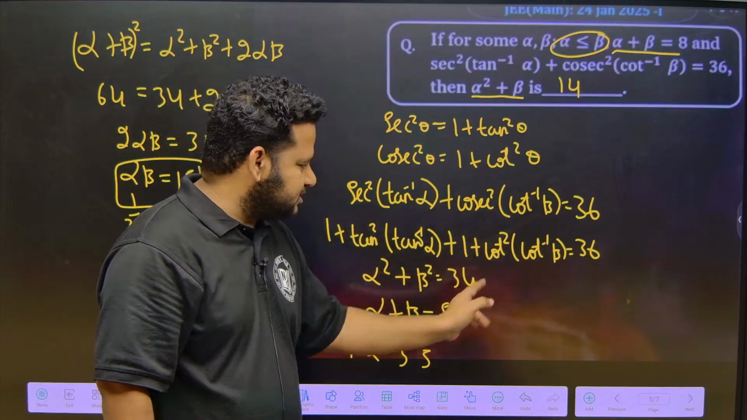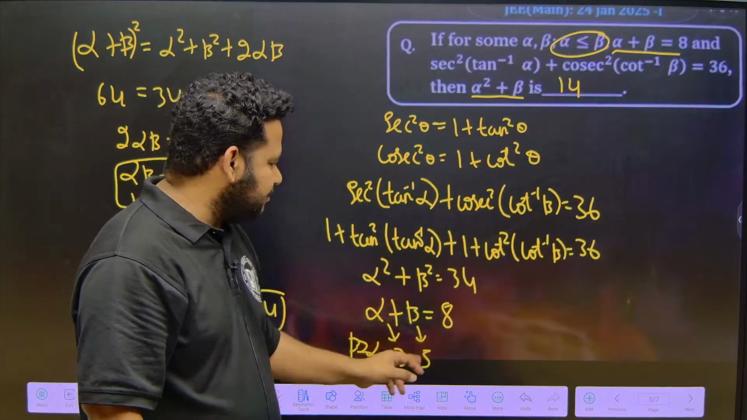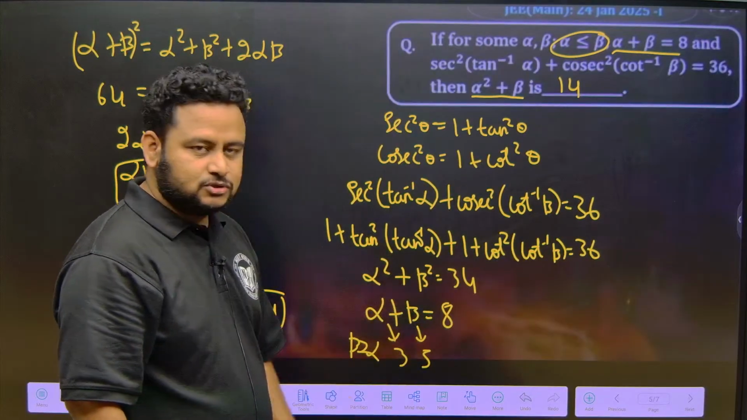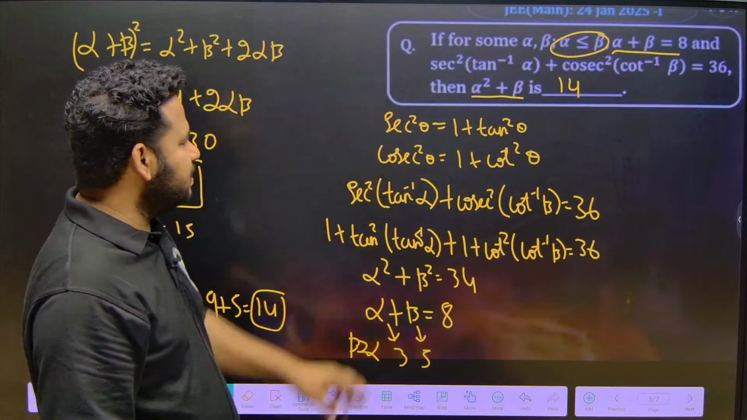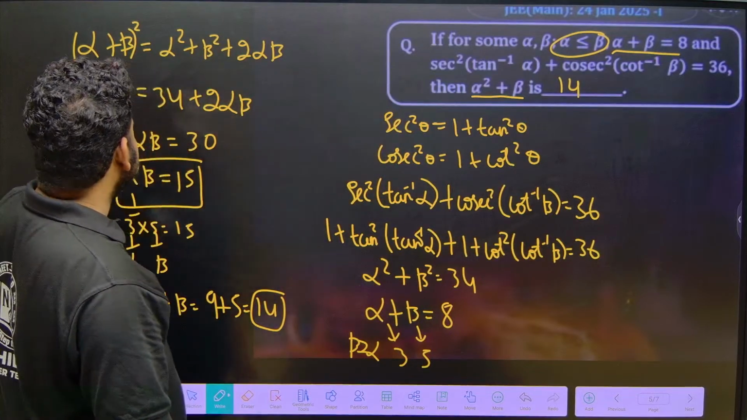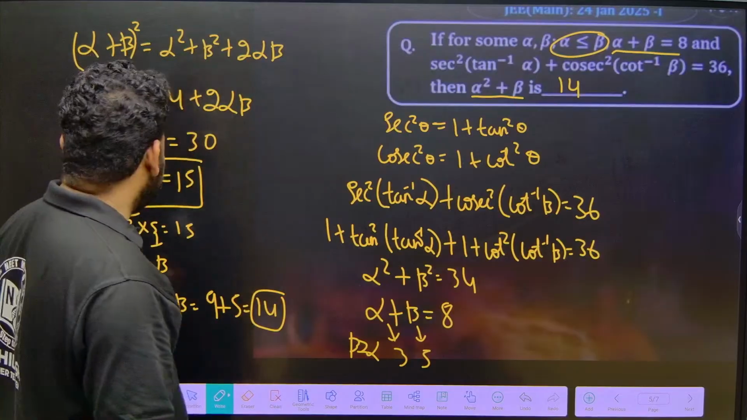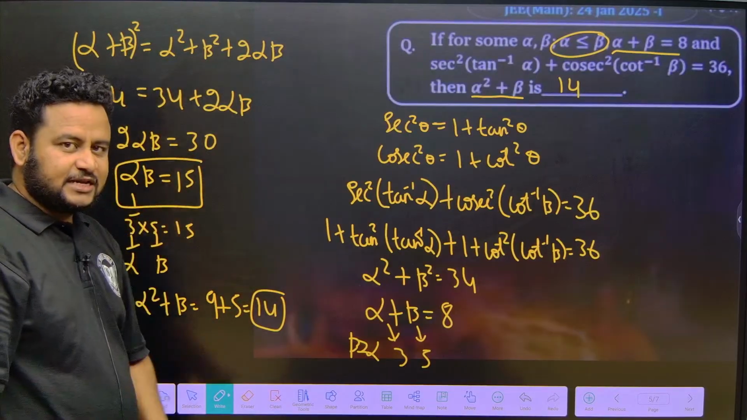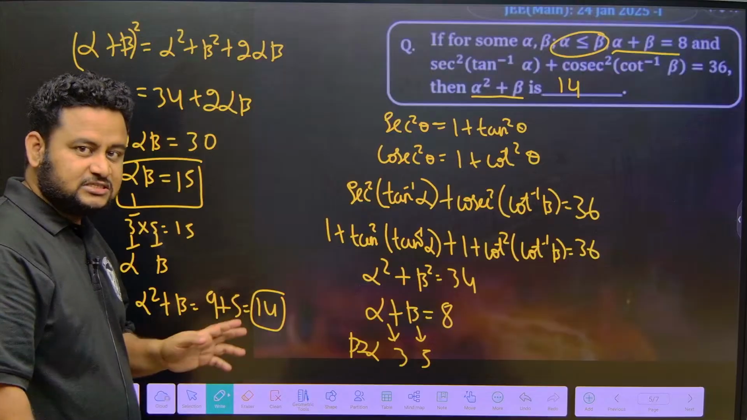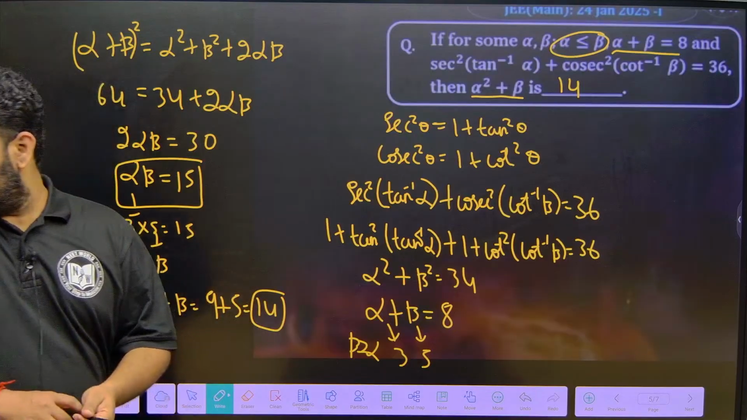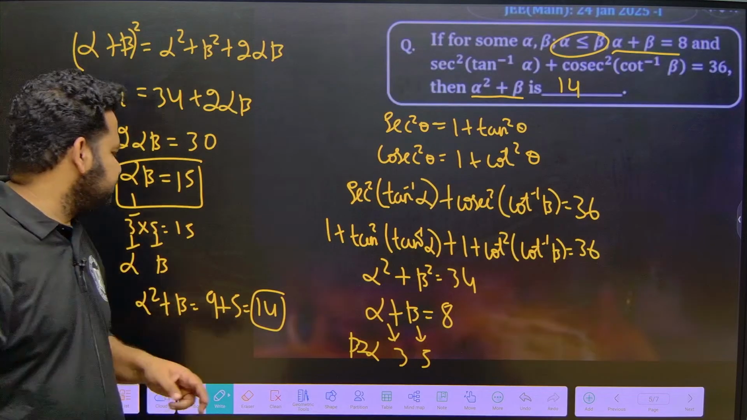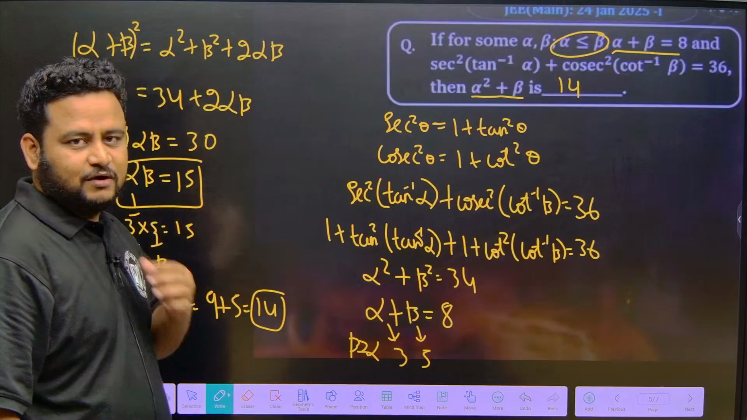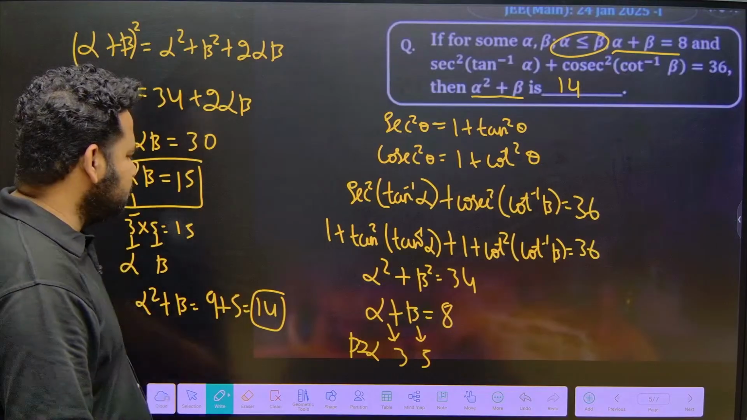If I send 2 that side, this will become 34. Alpha plus beta I have, alpha square plus beta square I have. So I want to find alpha beta. To find alpha and beta, first I will find alpha beta by using the alpha plus beta whole square identity. I will get alpha beta is equal to 15. But they are telling alpha is less than or equal to beta, or beta is greater than or equal to alpha.